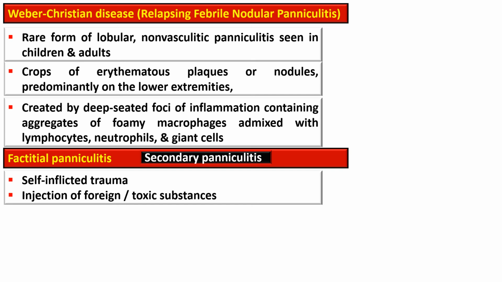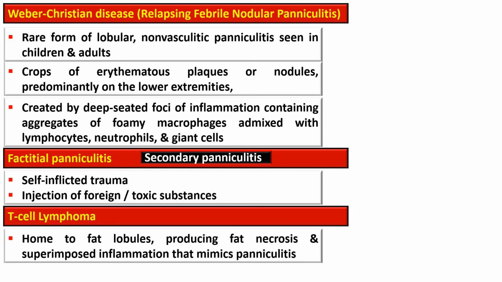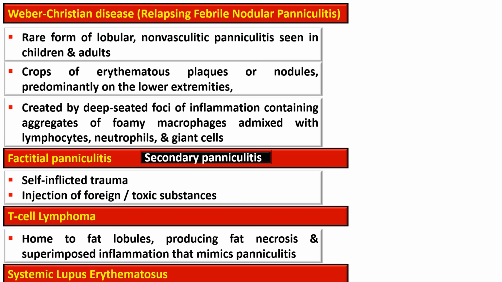Factitious panniculitis is a secondary panniculitis, and it is due to self-inflicted trauma or injection of foreign or toxic substances into the subcutis. T-cell lymphoma homing to the fat lobules produces fat necrosis and superimposed inflammation that mimic panniculitis. Systemic lupus erythematosus is also associated occasionally with inflammation, and this inflammation is present in the subcutis and associated panniculitis.